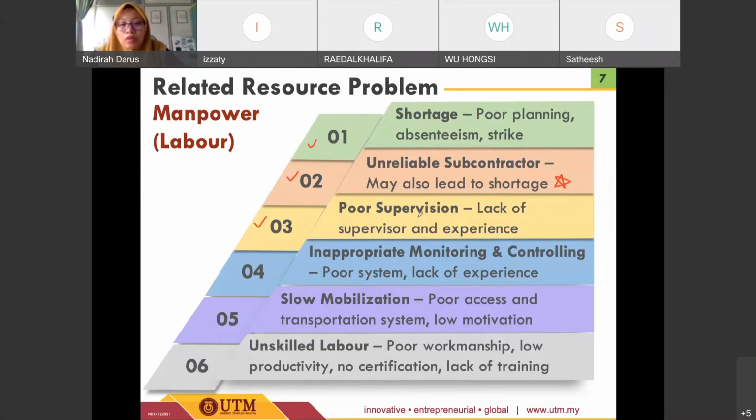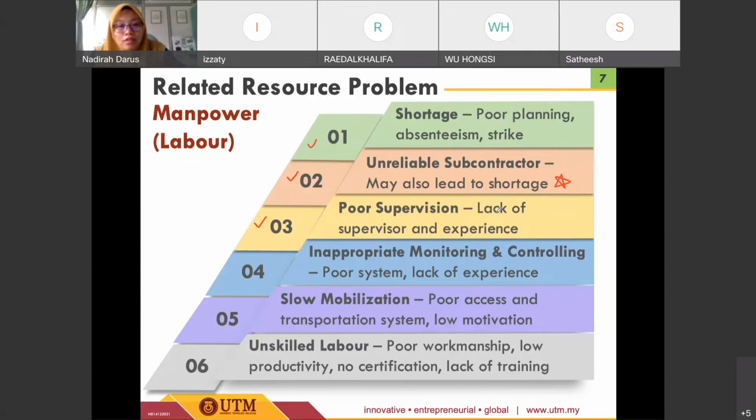So the supervisor needs to have good experience and expertise in their work so that they can supervise the workers in a good way, and also avoid any potential problems related to the manpower or the resources for the specific project. Okay. So the other thing, lack of supervision will also affect resource management or resource planning. Okay, especially for the manpower.